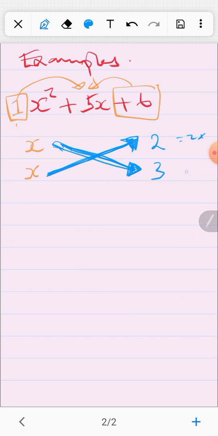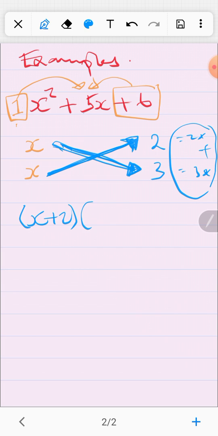X times 3 is 3x. 3x plus 2x, does it give me 5? Yes. This doesn't even need to be written. It can just happen in your head. So since that gives me 5, I know that my factors are x plus 2 and x plus 3. I have factorized.